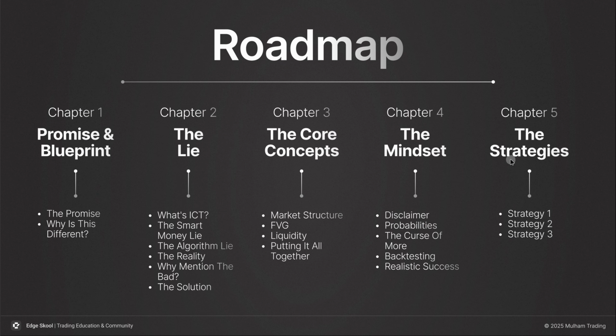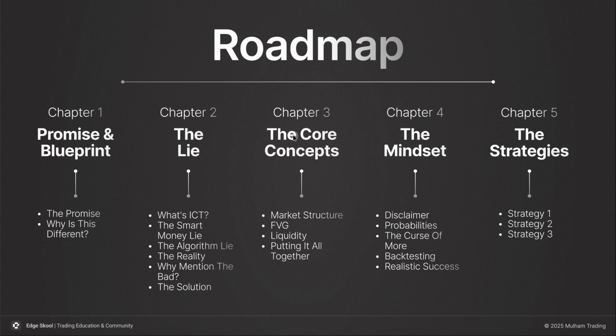So the roadmap of this course is that the first chapter is going to be about the promise and blueprint. We're going to be talking about the promise of the ICT concepts and smart money, and why this course is actually different. In Chapter 2, we're going to go over the lie: what ICT is, the smart money lie, the algorithm lie, and the reality of all these things, and why I am mentioning the bad things, and then the solution for all of this.